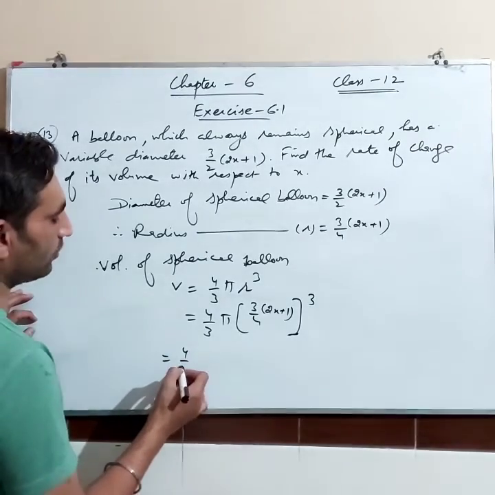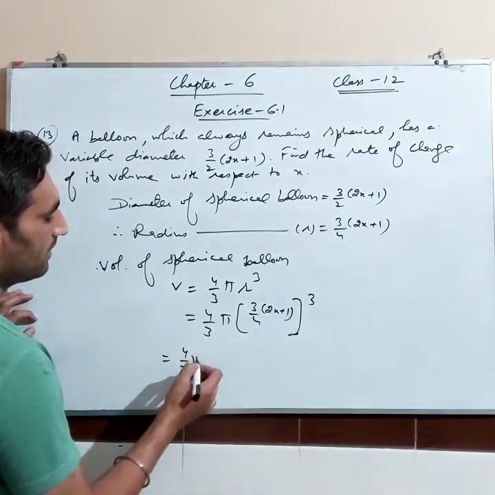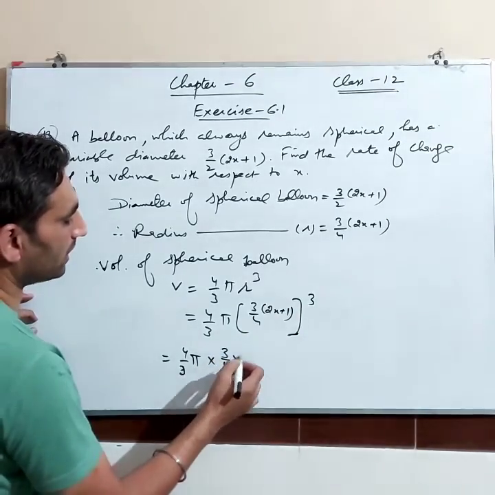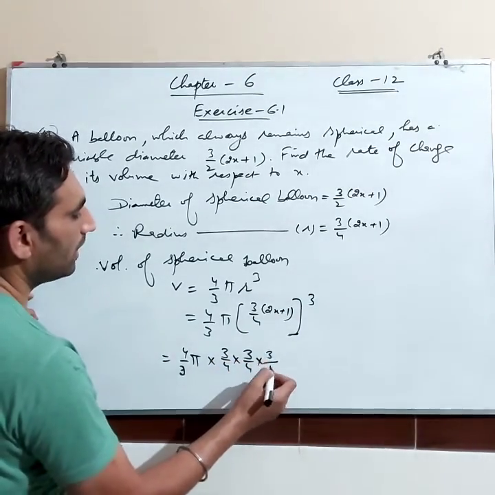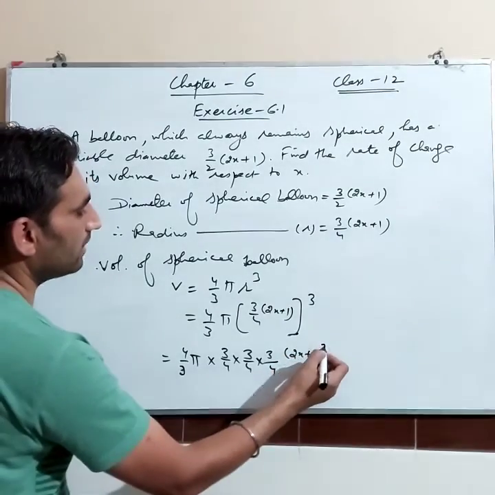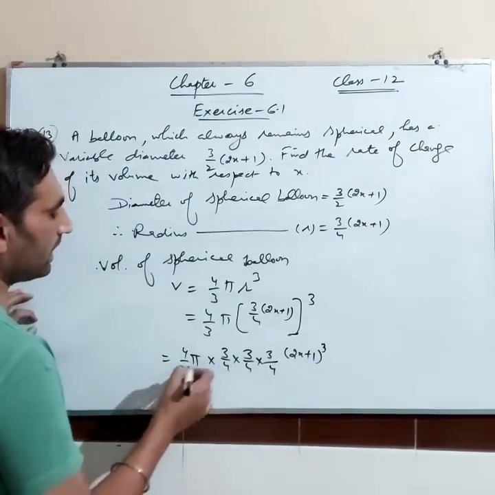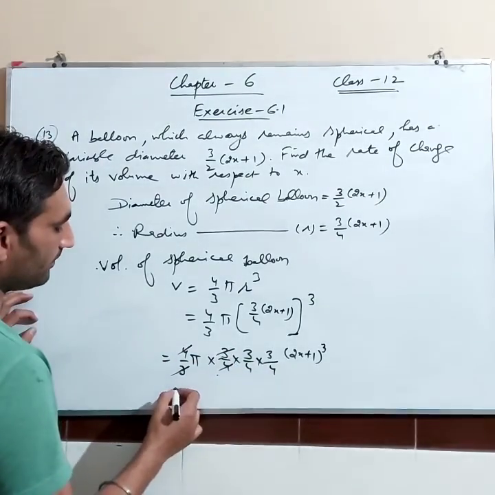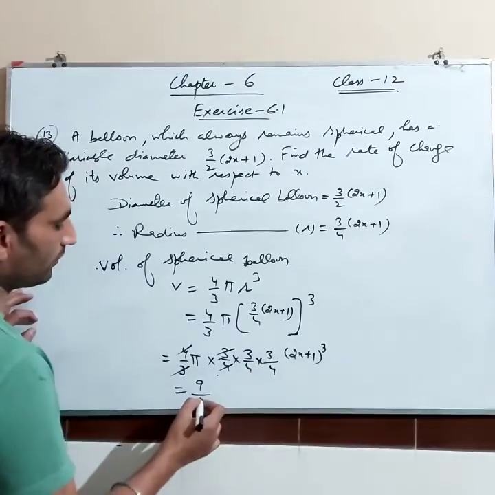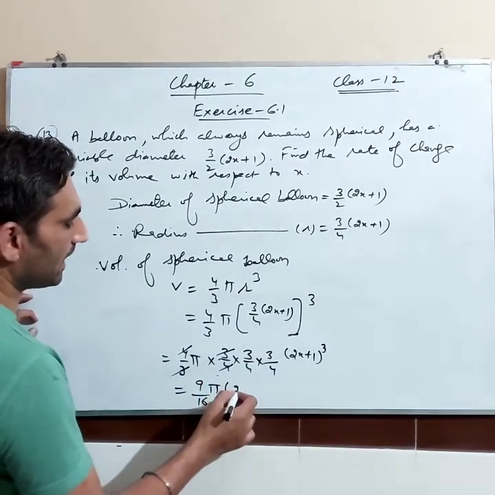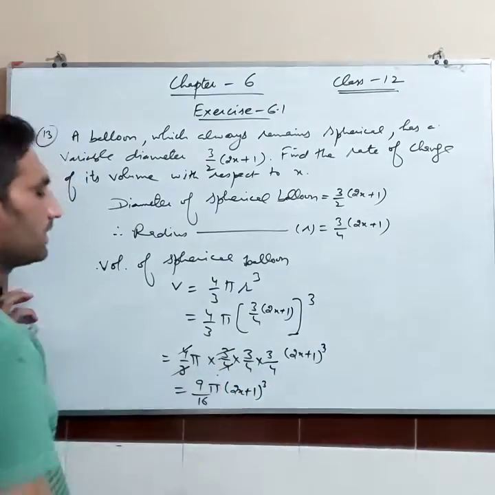4 over 3 into pi, and 3 over 4 three times, 3 over 4, 3 over 4, 3 over 4, and lastly you can mark (2x plus 1) raised to power 3. Using this power, 3 cancelled, 4 cancelled, so you have 3 into 3, 9, upon 4 into 4, 16, along with pi and (2x plus 1) raised to power 3.